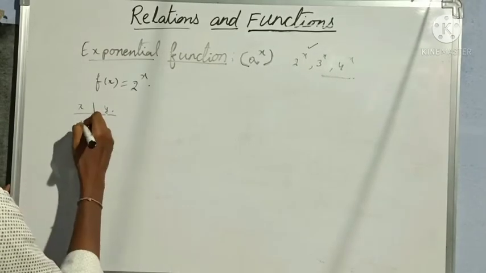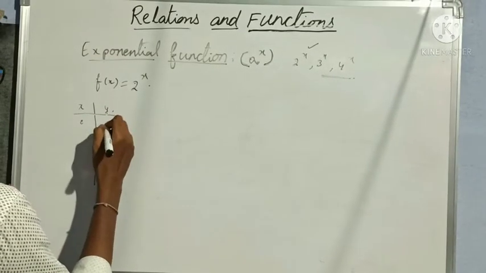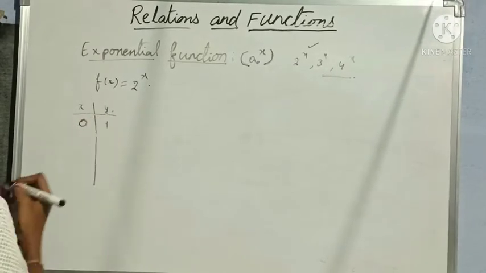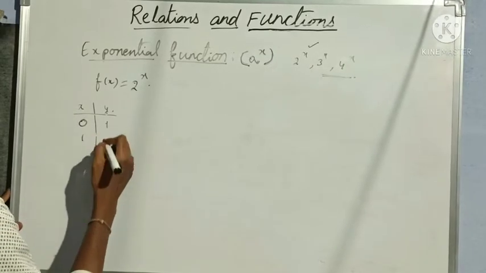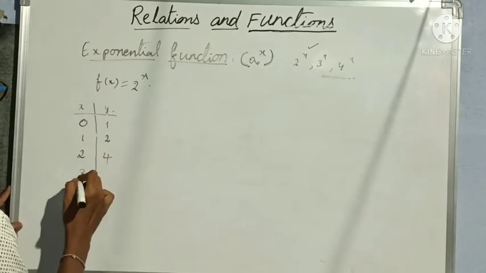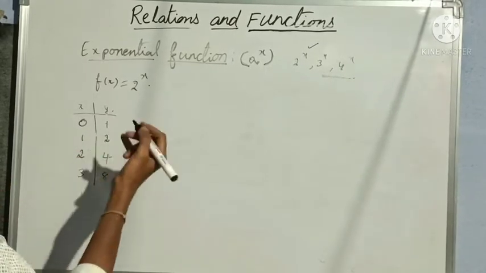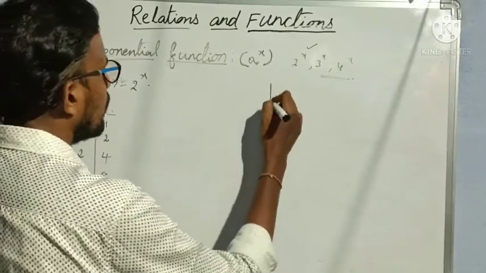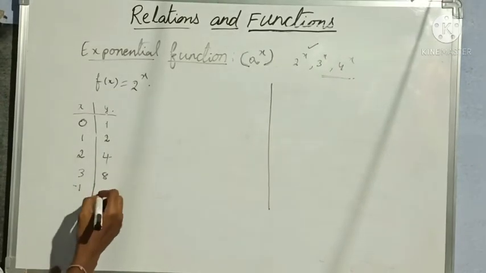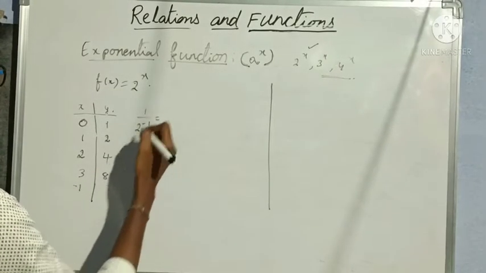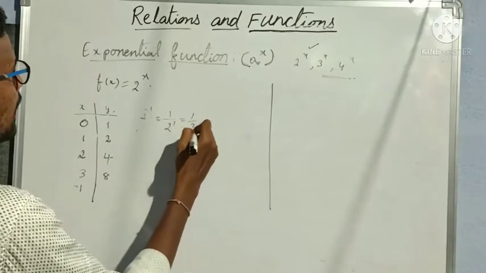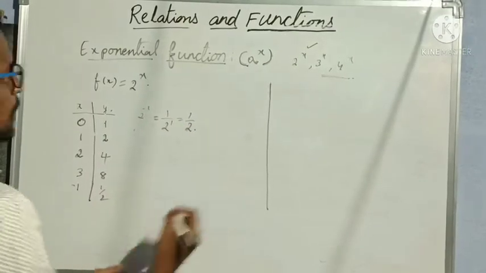So when x is equal to 0, my value is 2 power 0 is 1. So when x is equal to 0, my value of y is 1. When x is equal to 1, my value is 2. When x is equal to 2, my value is 2 square is 4. When x is equal to 3, my value is 8. Okay, 2 cube means 2 into 2 into 2 is 8. If I take negative values also, when my x is equal to minus 1, then my value is 2 power minus 1, which is equal to 1 by 2 power 1, nothing but 1 by 2. So here my value is 1 by 2.